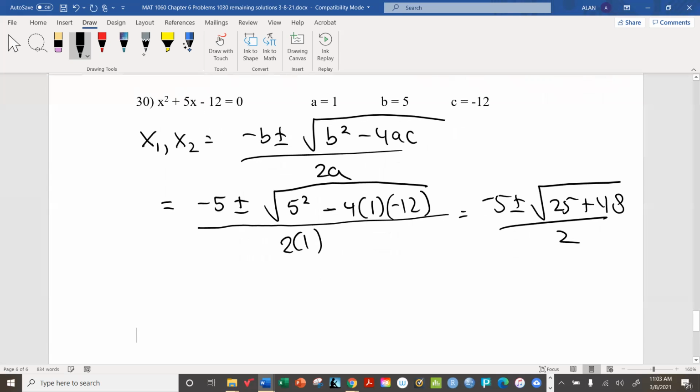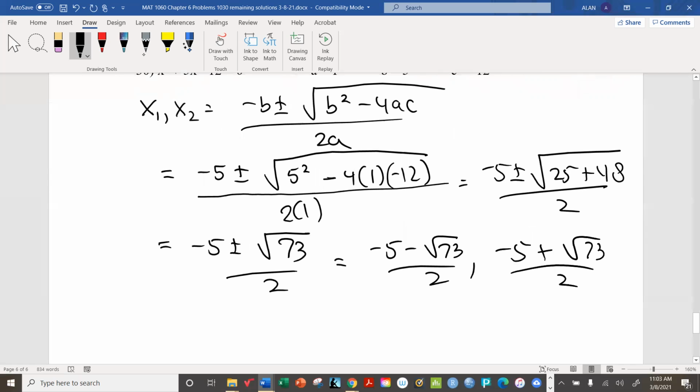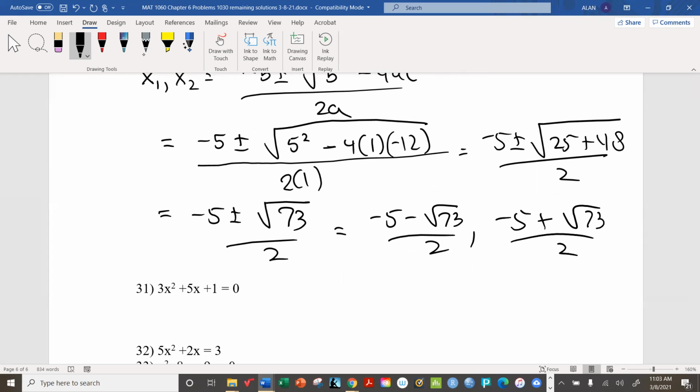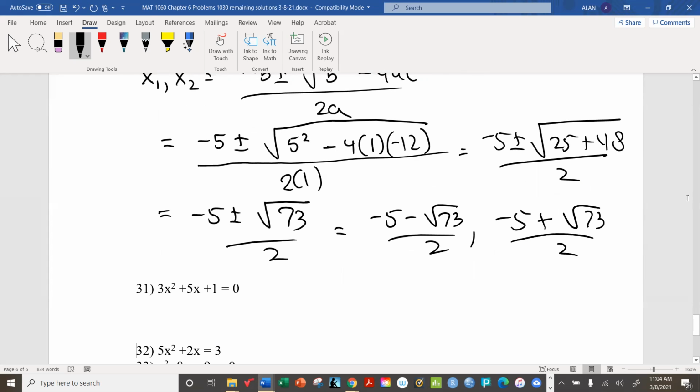Now, this one is not going to work out so nicely because, as you can see, we end up with the square root of 73, which is actually a prime number. So we're done here. We can't really take it any further except to possibly write it out like this. Okay, so that one's done. Sadly enough, we can't reduce it any further.